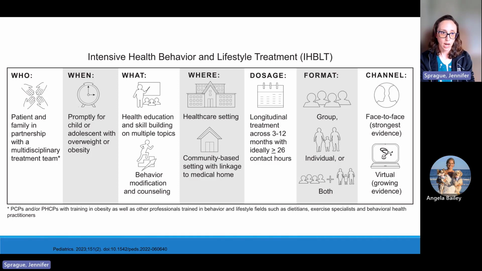And that 26 contact hours is based on U.S. Preventive Task Force summarization of data showing that interventions that were at least 26 hours had a higher rate of decreasing BMI in pediatric patients than in studies that had a lower intensity intervention. The format can be group, it can be individual, it can be a combination, and most of the data is for face-to-face interventions, but there is some growing evidence for virtual interventions. So you sort of have to work with what's available to you, and we're all working towards making these types of interventions more available overall.